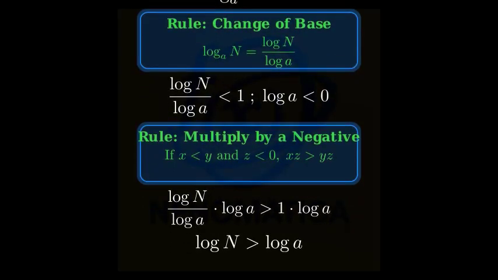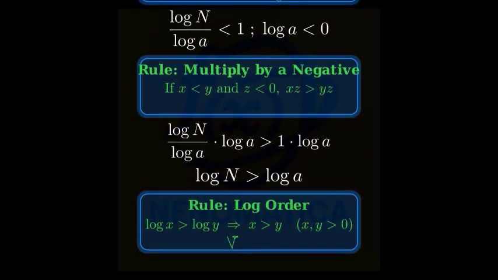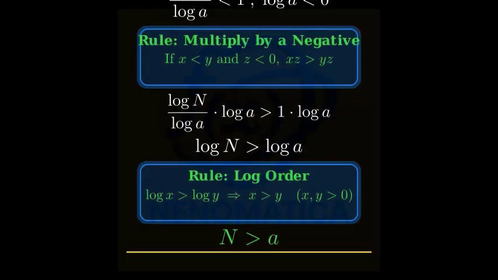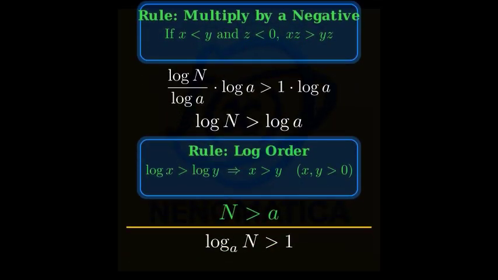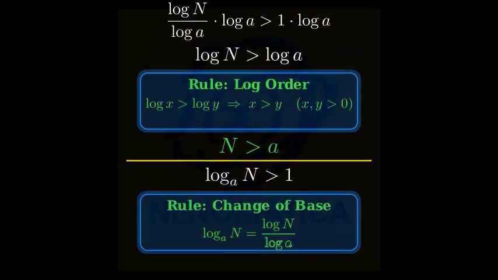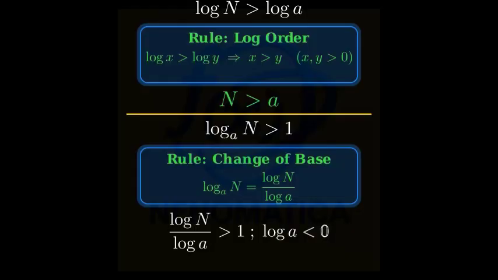Now, we proceed to the second case. Case 2. Start with the inequality. Log base a of n is greater than 1. Apply the change of base again. And remember log a is less than 0. Multiply both sides by log a. Because log a is negative, the inequality reverses from greater than to less than. Simplify to get a comparison of logarithms. Use the same monotonicity rule of logarithms. Thus, n is less than a.